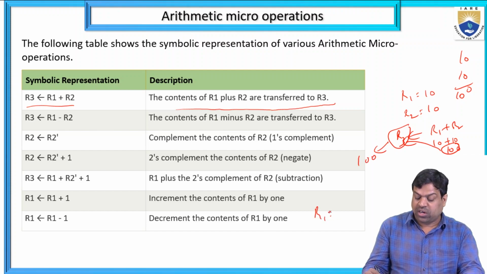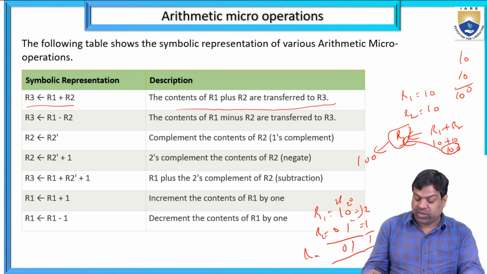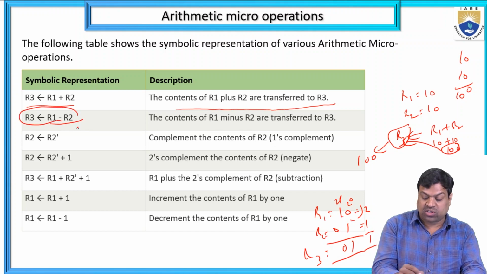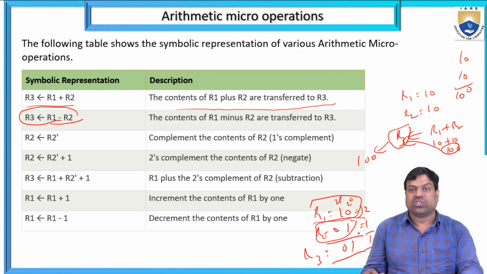Next, R1 minus R2. Here I am taking R1 equal to 10, R2 equal to 01. Is it possible? Yes, it is possible. What is the 10 value here? 10 means 2 power 1 is 2 and 2 power 0 is 1, and the value is 0, 1. So R1 minus R2 tends to R3, R1 equal to 1 0, R2 equal to 0 1. What is the resultant value? R3 equal to 0 1. So it is the resultant value of R3.